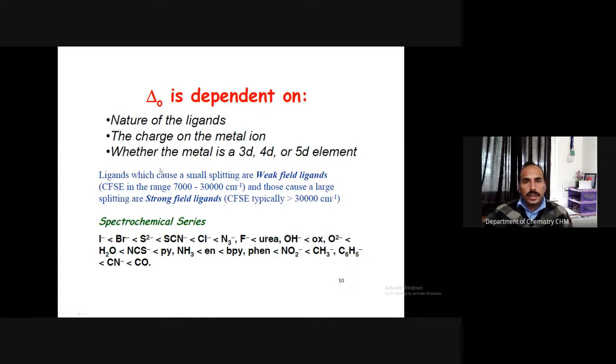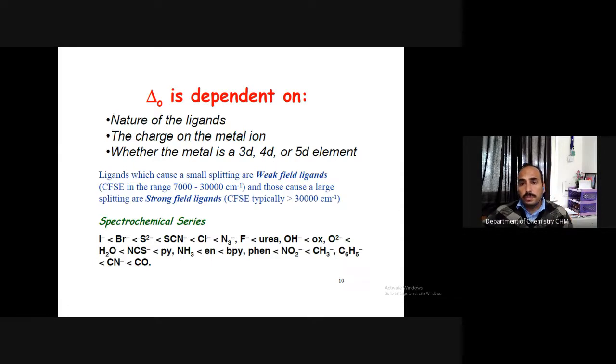The third case is whether the metal is a 3d, 4d, or 5d element. A 5d element has more splitting than 4d, and a 4d has more splitting than 3d. This is because the size of the 4d and 5d orbitals is huge. Not only is pairing of the spin very easy in the larger orbitals because of much less Coulombic repulsion, but because the orbitals are huge, they can have much better orbital overlap with the ligand orbitals. So both factors suggest that 4d or 5d elements mostly form low spin complexes.